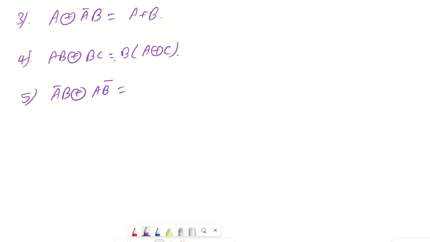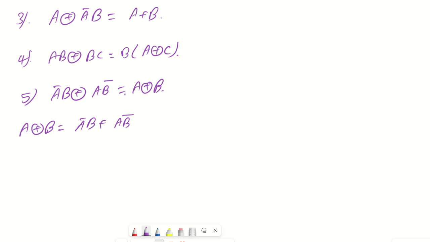You know A XOR B is nothing but A bar B plus AB bar. And I am going to do the XOR operation between A bar B and AB bar. So this will give me A XOR B. So this is the beauty.